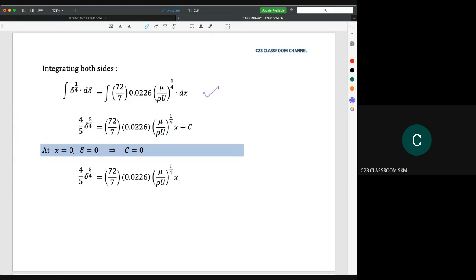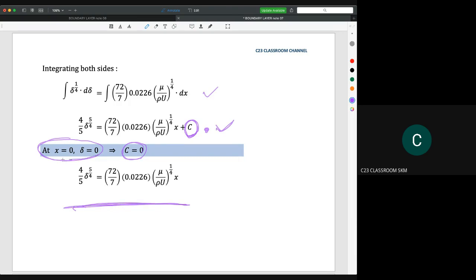And when you integrate it, the constant of integration will come up. This is a very important step. You need to determine whether the value of C has a number or is equal to 0. So again, we substitute the boundary condition here. At x equal to 0, delta is equal to 0, then the value of C will become 0. So finally, we can write this equation into this.